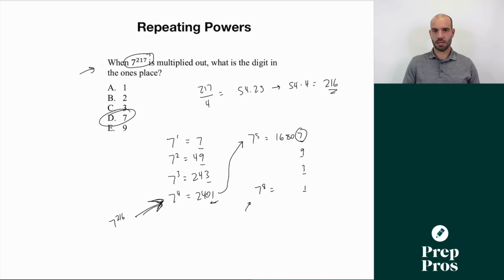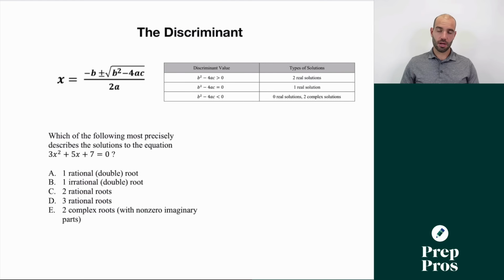Most of the time, the powers they'll put on the test will repeat in sets of 4, just like this one did here. You also need to know the discriminant rules for testing. Now, the discriminant is part of our quadratic formula, which you should absolutely memorize for test day if you don't already have it memorized.